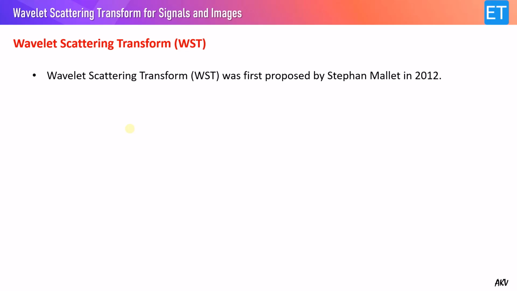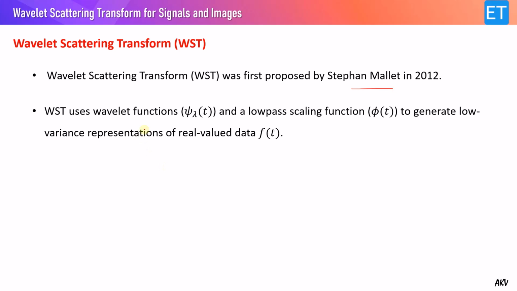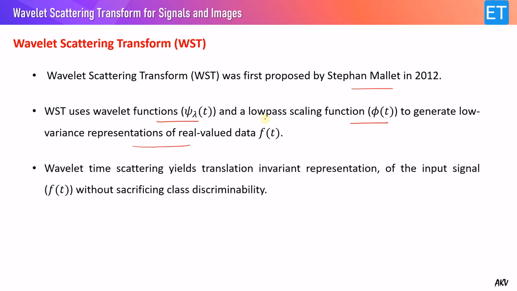And now come to the Wavelet scattering transform. The Wavelet scattering transform was first proposed by Stephane Mallat in 2012. This transform uses the wavelet function psi(t) and the low-pass scaling function phi(t) to generate the low variance representation of a real valued signal f(t). The wavelet time scattering yields a translation invariant representation of the input signal f(t) without sacrificing its class discriminability.